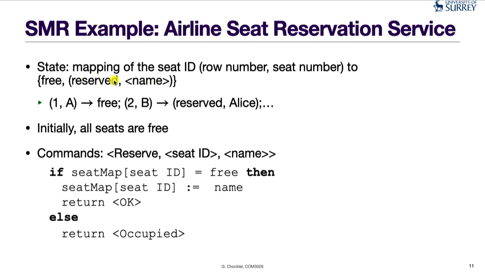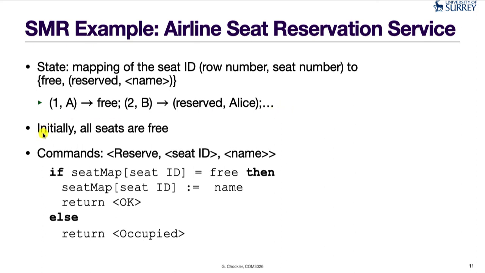So the state maps seats to this set, which can be either free or this tuple of reserved and the name of the person who reserved. Here are some examples: seat 1A is free and seat 2B is reserved by Alice, and so on and so forth.